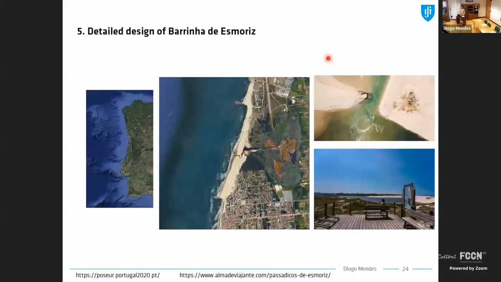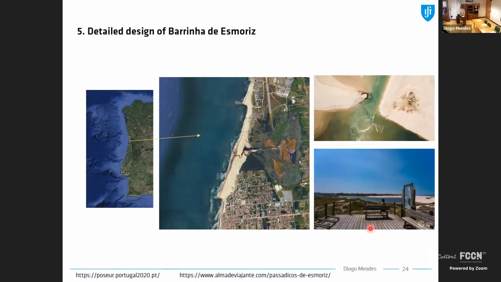Now let's move to the third example concerning the detailed design of Barrinha de Esmoriz. We were at Aveiro, and we just go a bit to the north, to Esmoriz, where we see this coastal lagoon. So the coastal lagoon is similar to the Albufeira Lagoon. So we have a water body that is connected to the sea through an inlet channel. Here at this picture, you see an aerial view right on top of the inlet channel.